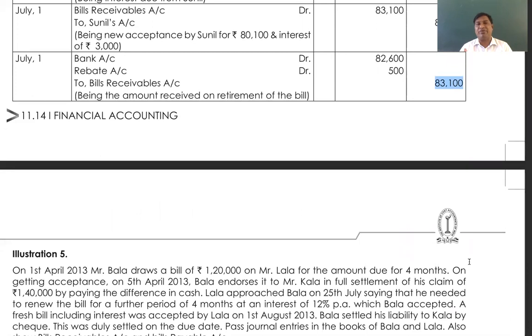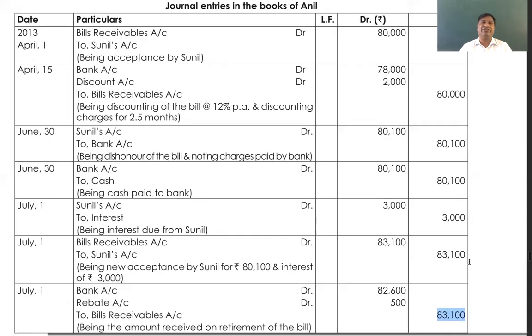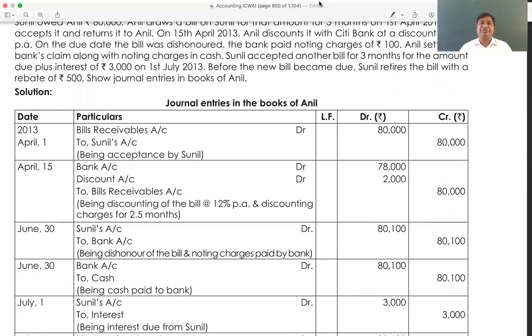So this is retiring the bill. This is how the bill is retired. Means bill is discharged, bill is retired. Means you're paying off, you're clearing your dues. Okay, so this is the end of the solution for 12 months. Right?